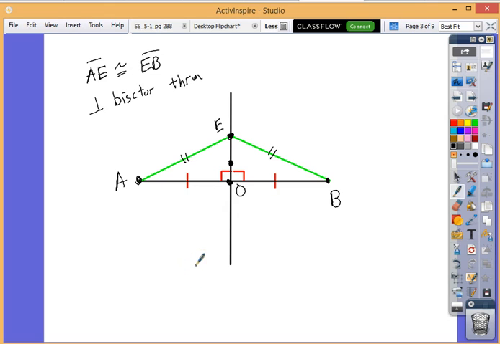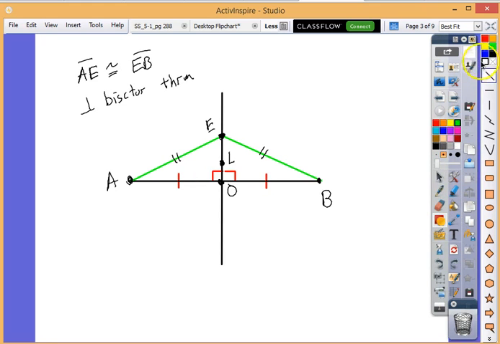Now, remember, you had to know some stuff before you can use the perpendicular bisector theorem. And the things that you have to know is that this line is the perpendicular bisector of this line. All right, we're going to call this point L, and we're going to do the same thing.